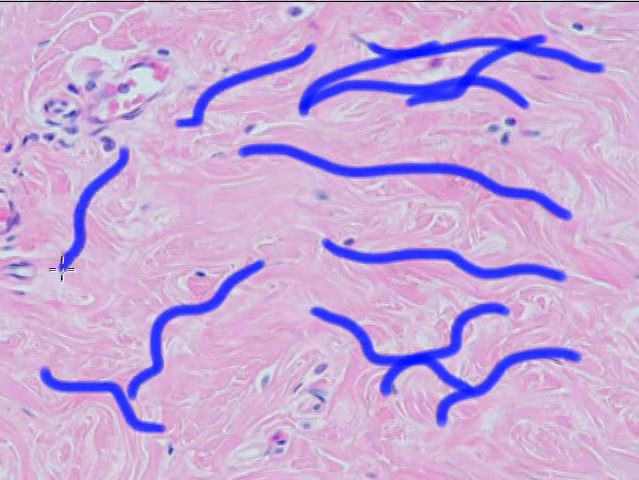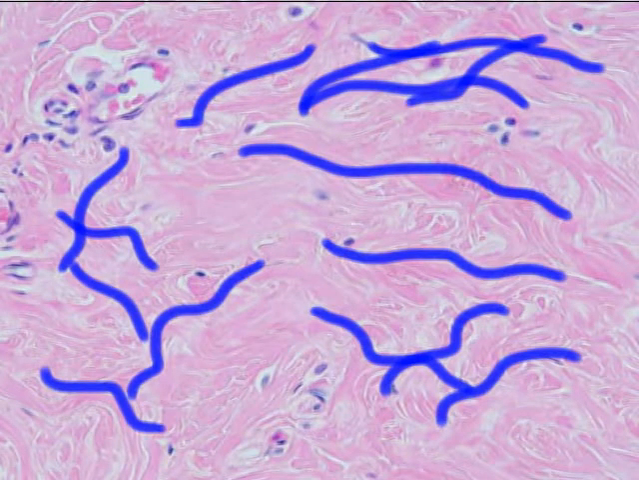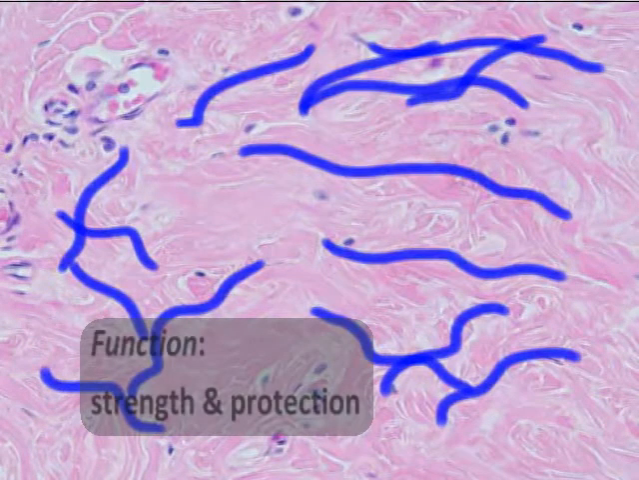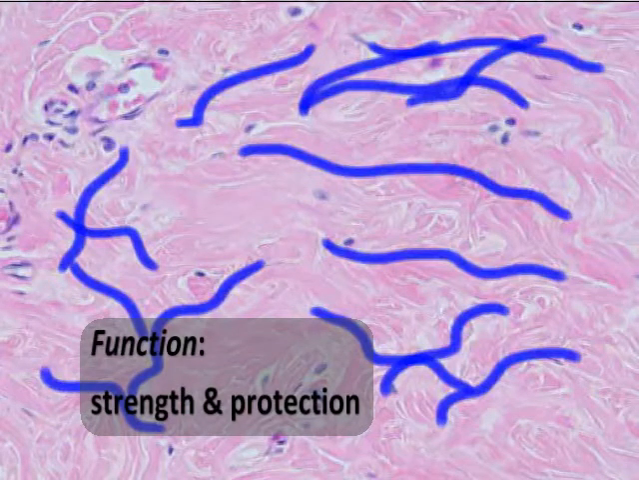In irregular, diverse directions. So this tissue is interwoven together, these tough bundles of collagen fibers. So strength is a huge function of this tissue.